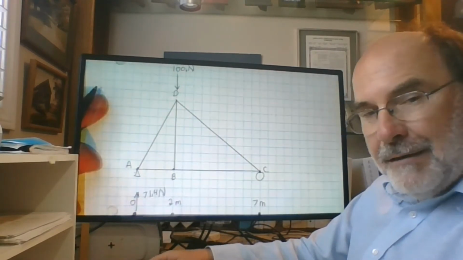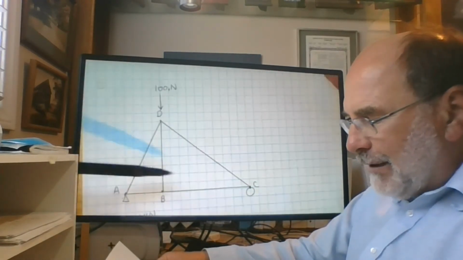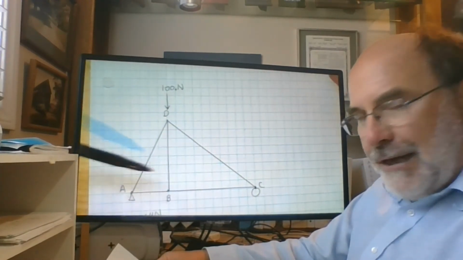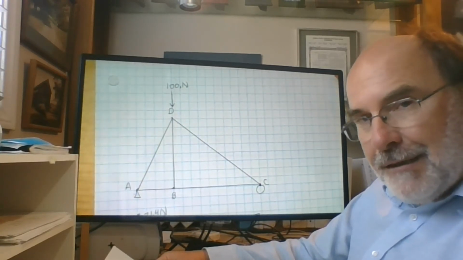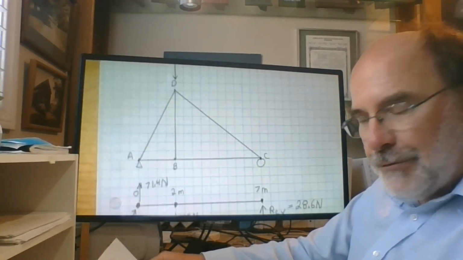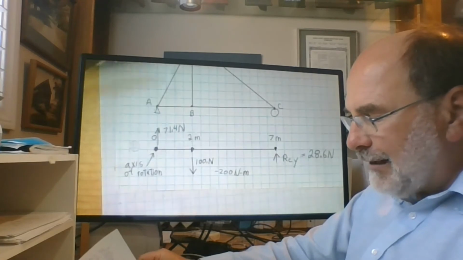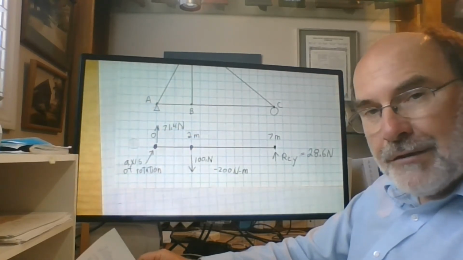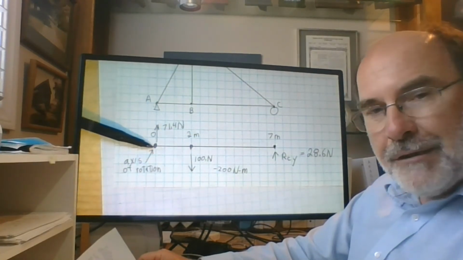So we've made a lot of progress. We've established what the reaction force is. You always have to begin by calculating the reaction forces first. And we did that by making the torques 0 about point A.